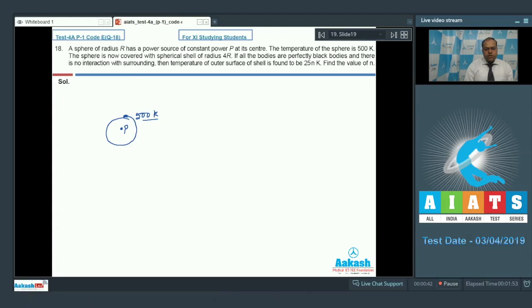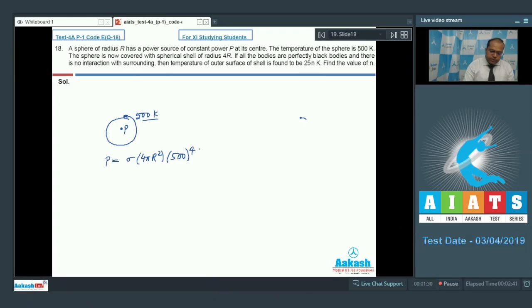So in that situation, we can say that in a steady state, we can write P is equal to sigma into 4 pi r square into 500 raised to the power 4, as it is a black body, as it is given in the question. Further, the sphere is now covered with a spherical shell of radius 4r. If the bodies are perfectly black bodies and there is no interaction with surrounding, then the temperature of the outer surface of the shell is found to be 25 N Kelvin. Find the value of N.